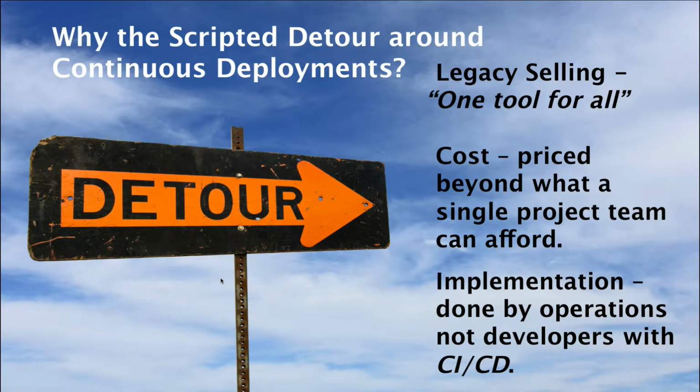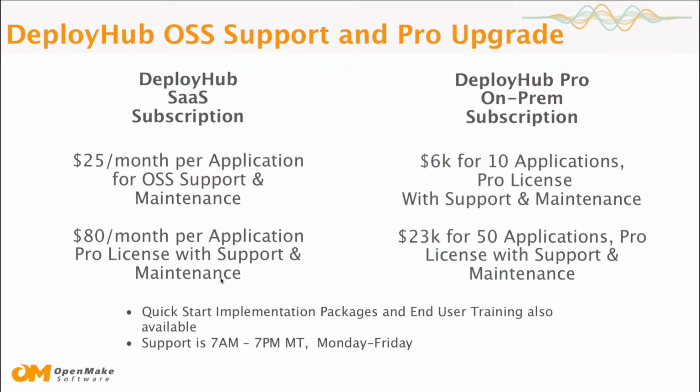Our competitors cost way beyond a single project team. Because they're enterprise level and one tool for everybody, a single team can't afford it. So instead, DeployHub is a very low cost solution. We have a SaaS version that's available. It would be $25 per month for an application for the open source. An application is typically a collection of components or binaries that you want to deliver as a single package. Basically it equates to an application team, a development team.